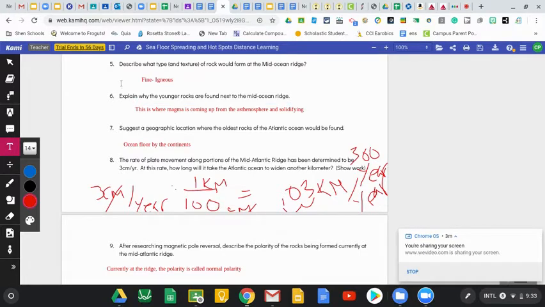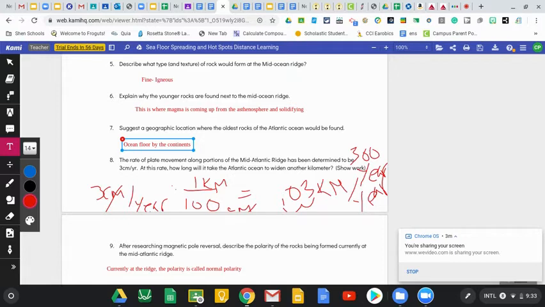Let's just go over this. The rock that is forming at the mid-ocean ridge would be igneous, and it would be fine-grained because it's extrusive. This is where magma is coming up from the asthenosphere and solidifying. And the oldest rocks would be found furthest from the ridge. So let's say like ocean floor by the continents, by the east coast of the United States, or the west coast of Europe, something like that.